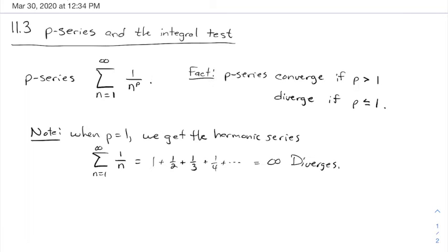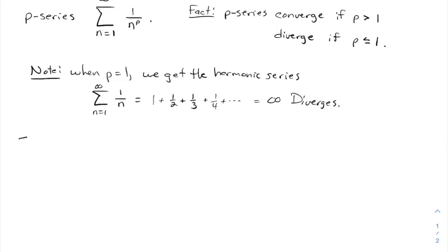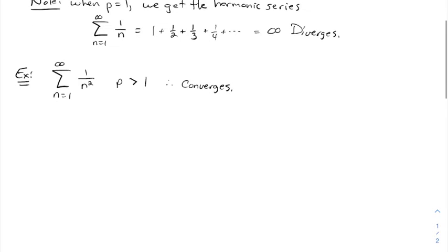All right, let's look at a couple of exercises or examples. So this is a p-series, and this one converges because p is greater than 1. All right, let's look at another example. Let's look at this: the sum from n equals 1 to infinity of n cubed plus n over n to the 4th.